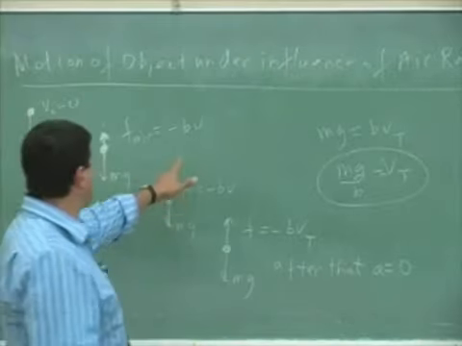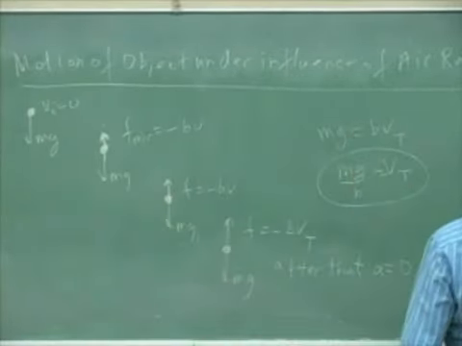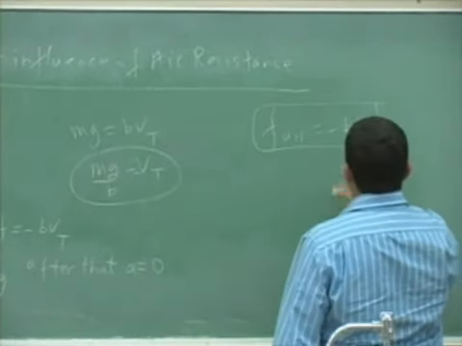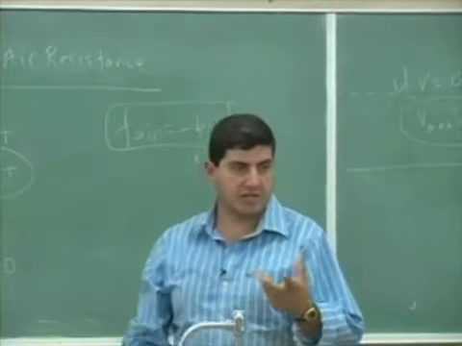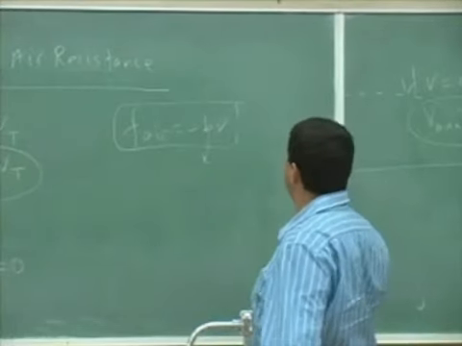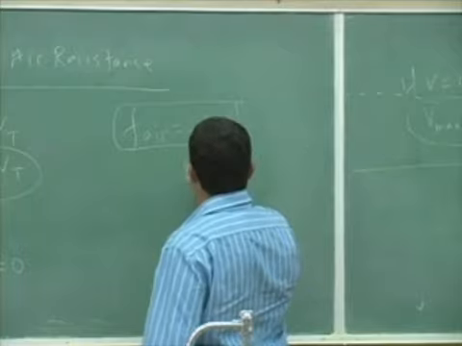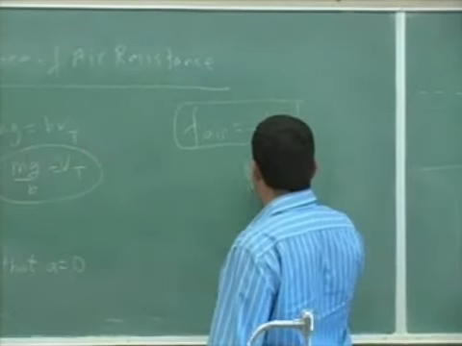Now, what is this constant b? This constant b, let me just mention that a little bit. F air equals negative bv. The constant b is some constant that describes how thick the air is, how dense the air is, and how much it resists you. The units of the constant b is newtons per whatever the units of velocity is, right? Meter per second.